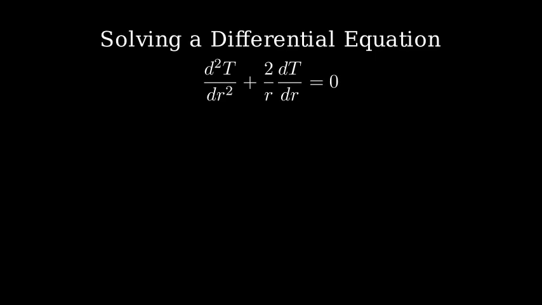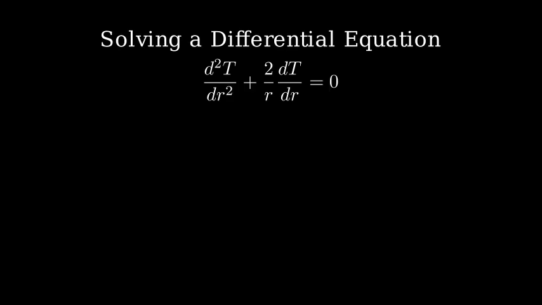Welcome. Today we'll solve the differential equation d²T/dr² + (2/r) dT/dr = 0. This is a second-order differential equation that often appears in physics, particularly in problems involving spherical symmetry. Let's solve this step by step.